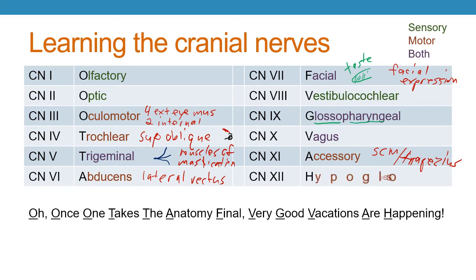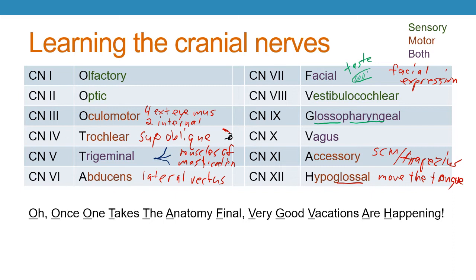Finally, cranial nerve 12 is the hypoglossal. There's that word glossa again. Hypo means under, so this is the under the tongue nerve, and it provides motor to muscles that move the tongue. Okay.